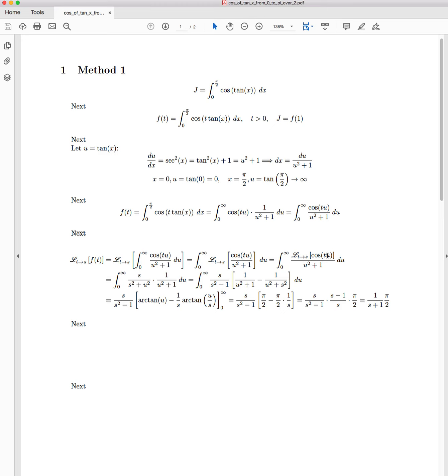Okay. So the Laplace transform of cos of tu is just equal to s over s squared plus u squared. So just look it up on your Laplace transform table. I've said this in other videos. If people would like to see a derivation of that, please let me know in the comments or send me a direct message and I'll do a video for that. And then the leftover term is just this 1 over u squared plus 1, which is what we have here.